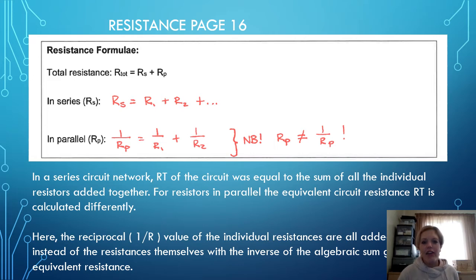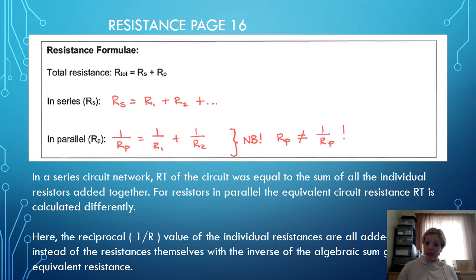So these are our resistance formulas. Before you do anything else, I want you to look at total resistance. Total resistance is the sum of resistance in series and resistance in parallel. We work out resistance in series by just adding the resistance of each resistor. So if I've got 2 light bulbs and each light bulb is 2 ohms in series, I'm going to go 2 plus 2. Therefore, my resistance in series is going to be 4 ohms.